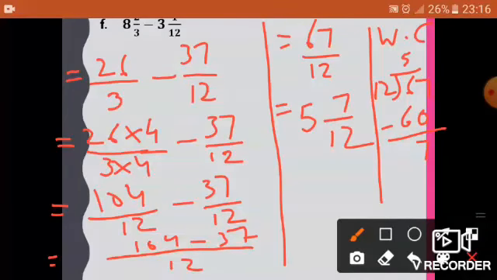So this is the way to write your answer. I hope you understand the concept of mixed numbers and subtraction of mixed numbers. So 5 whole, 7 upon 12 is the answer of this question.